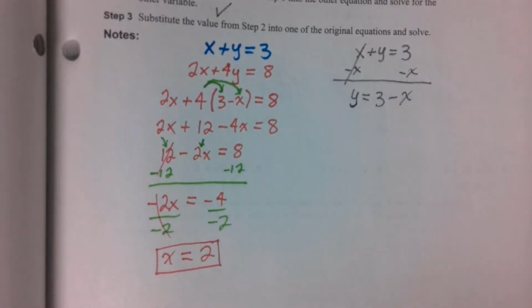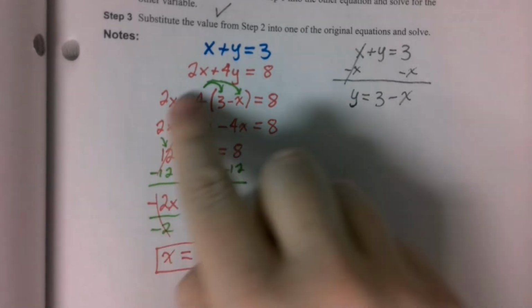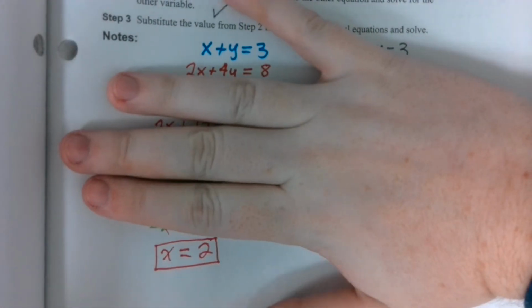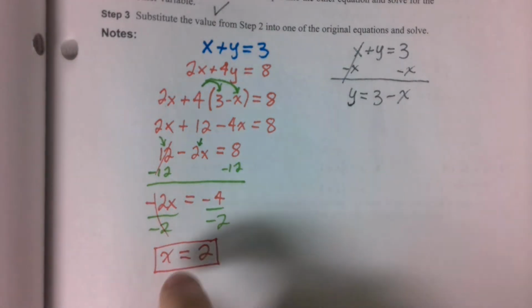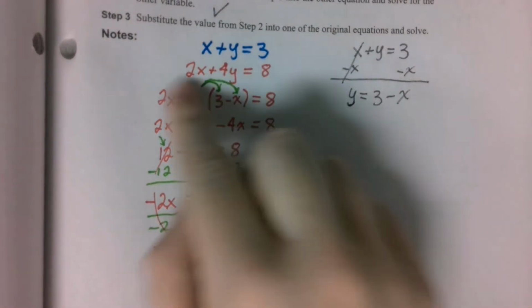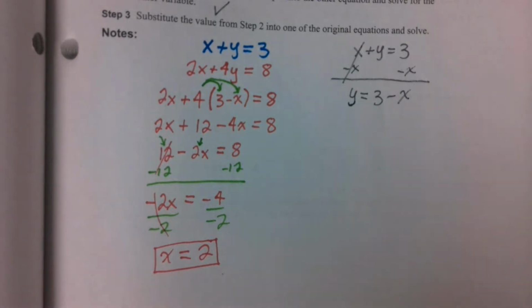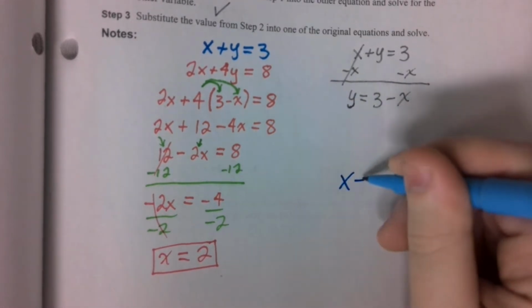The last thing is this. If we know that x is 2, can we figure out what y is based on our original equations? We can. All we need to do is take x equals 2 and plug it back into just one of the original equations and solve. Which equation would be easiest for us to plug 2 into and solve for y? Well, it's going to have to be the top equation for me. Let me show you what I mean.